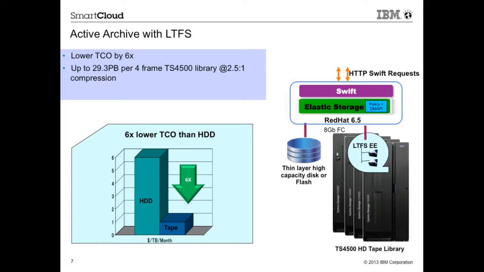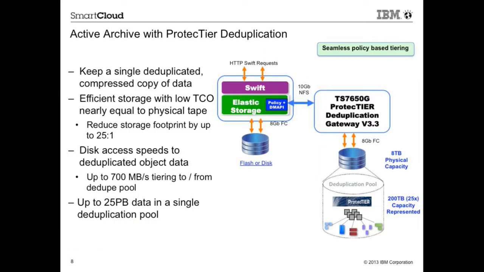So to demonstrate the flexibility of the system, we've created two prototypes. The first is to create an active archive with LTFS. In this system, we've combined a single disk pool with the LTFS system on the back. This can reduce cost up to 6 times compared to just using disk itself, and can store tens of petabytes of data.